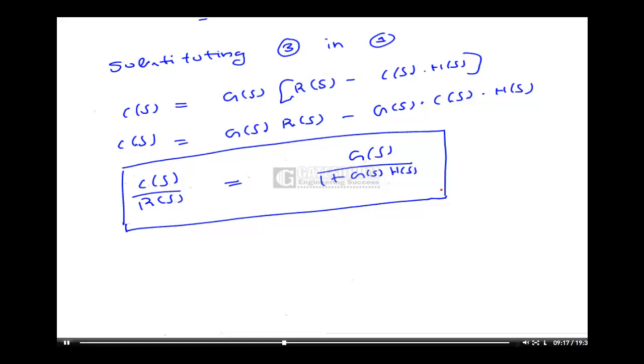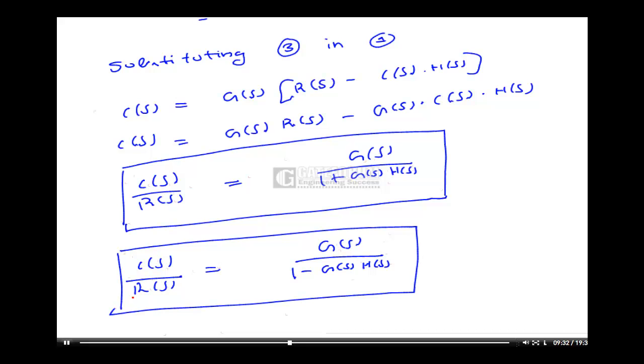If it is positive feedback, I will directly write the expression G(s) upon 1 minus G(s) H(s). That is for positive feedback, and the earlier one is for negative feedback.